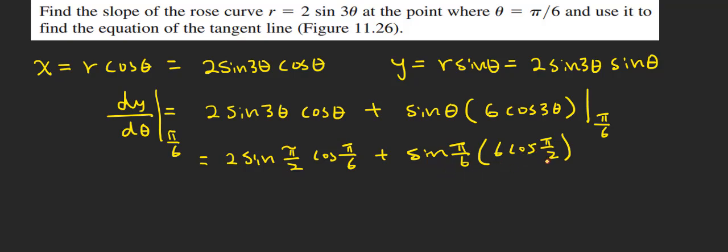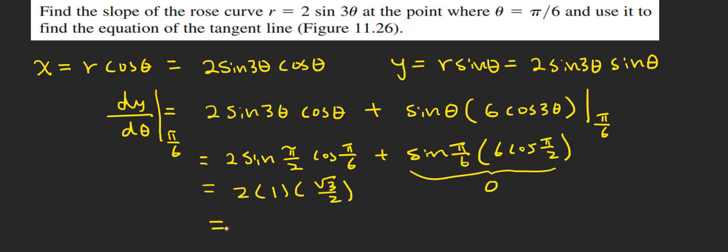And you know that cosine of pi over 2 is 0. So this whole thing goes to 0. And the sine of pi over 2 is 1. And cosine of pi over 6 is radical 3 over 2. So as a result, you're going to get radical 3. So dy over d theta, when theta is pi over 6, is radical 3.